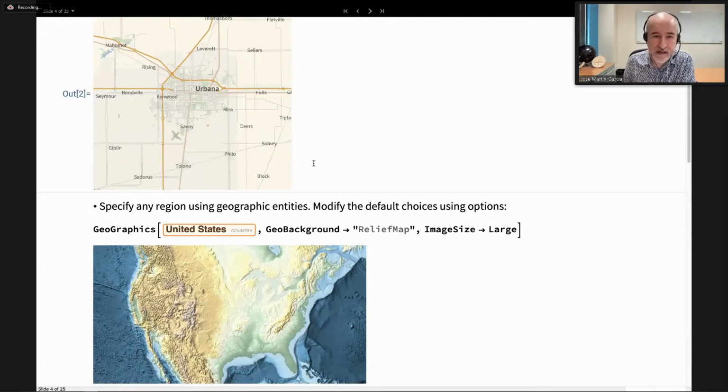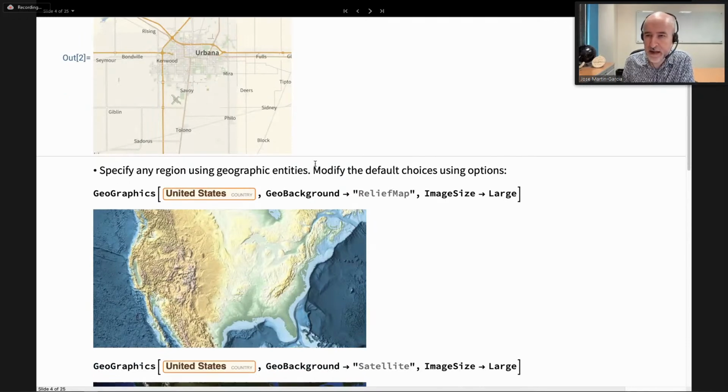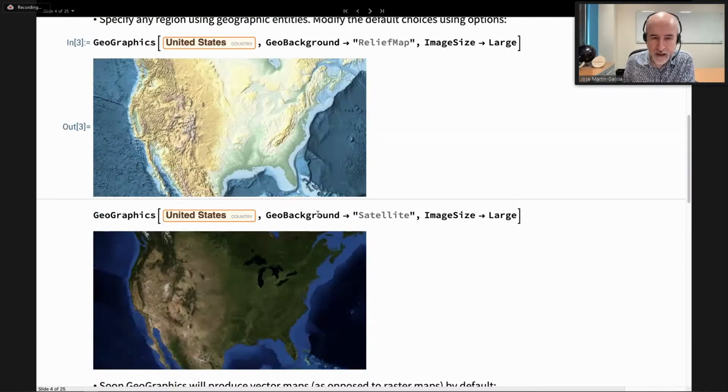You can specify any area you are interested in using the powerful entity language that we will describe in more detail later. And so this is a map of the United States using a GeoBackground of a relief map. And in this case, we are using an option, as usual in Wolfram Language, saying that we want the image of the result to be larger, right? To compare this width with this width here. We can change the background. For example, now this will be a satellite imagery image. So this is highly processed, of course, because it has no clouds, etc.